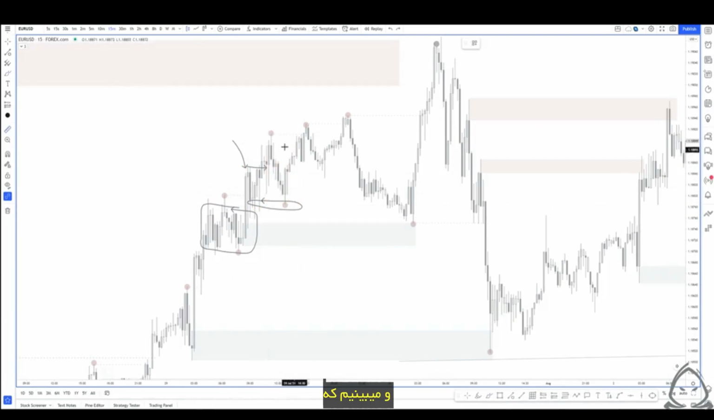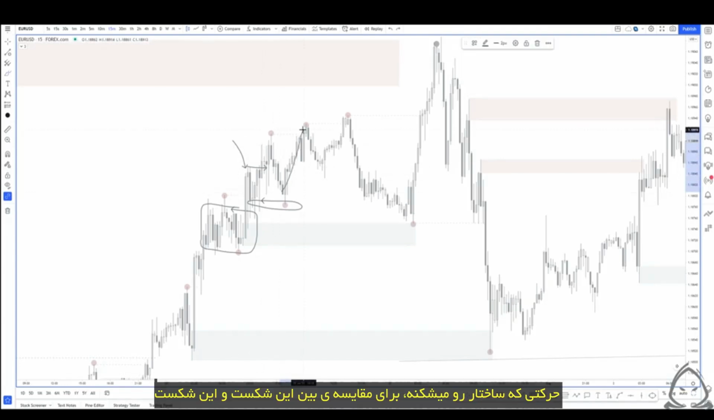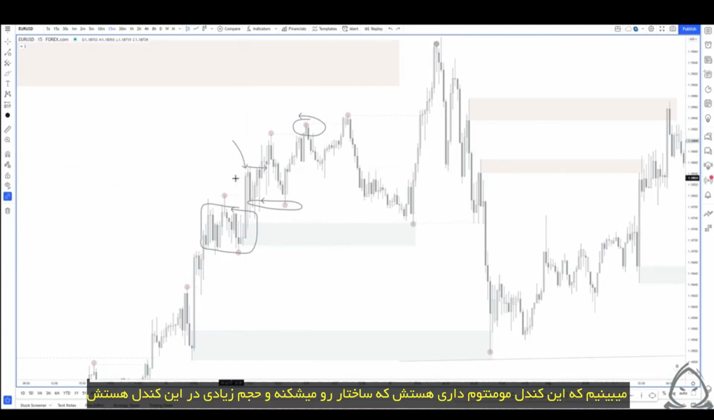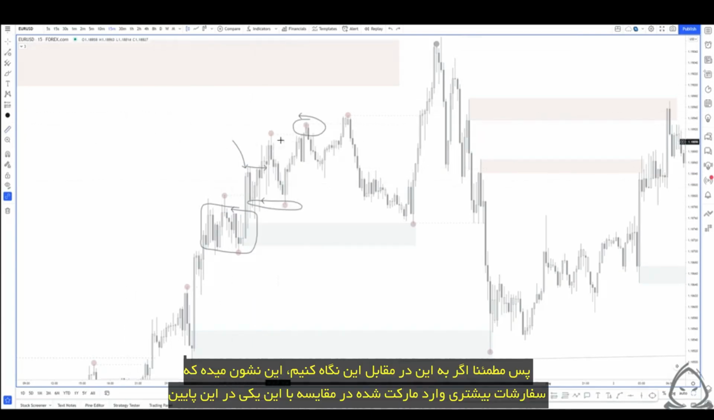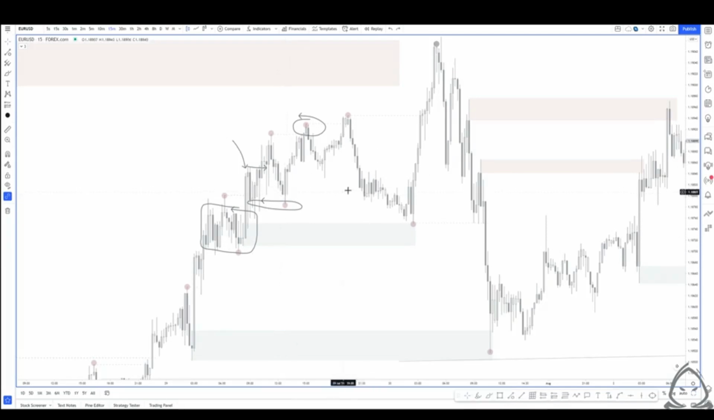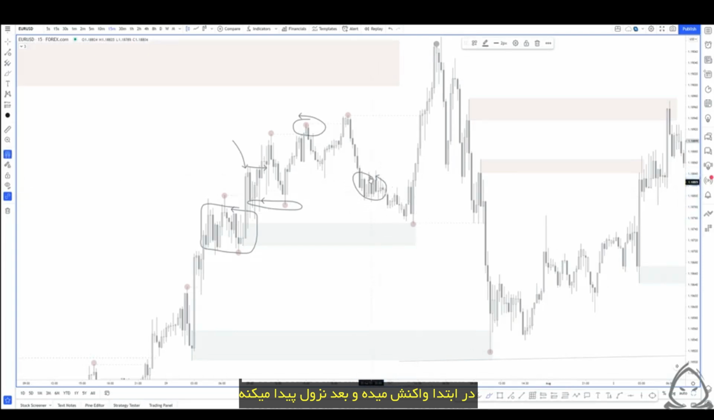And what we can see is the move that breaks structure. If we're just comparing, again, we're comparing this break to this break. What we can see is this is a nice clean push that breaks structure, a lot of volume in this candle, a fair amount of commitment. We break it by about 5 pips, whereas this one, we break it by about 2 pips. So definitely, if we're looking at this versus this, it showcases that a lot more orders have come into the market versus this one down here. And as a result, price reacts initially and then continues falling.